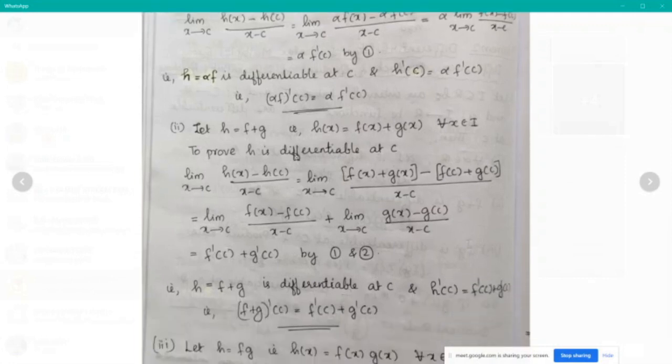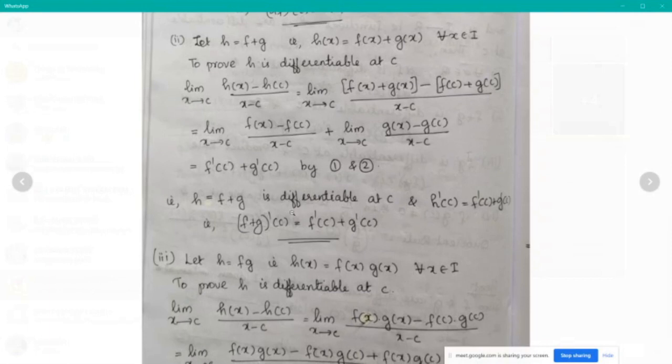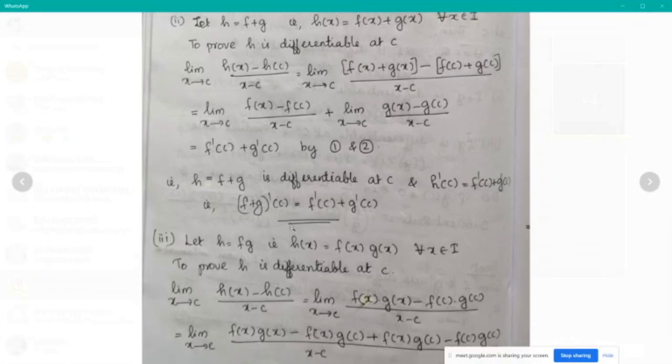Now consider the second result, that is you have to prove f plus g is differentiable at c. So consider that function, ഞാൻ name the function f plus g as h, which means h of x is f of x plus g of x for every x in I. We have to prove h is differentiable at the point c. So consider limit x tends to c h of x minus h of c divided by x minus c. What is h of x? f of x plus g of x. What is h of c? f of c plus g of c.